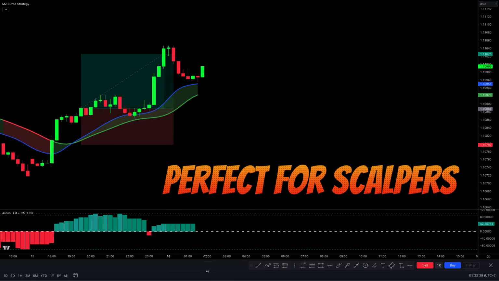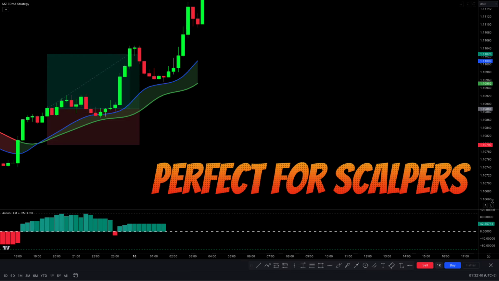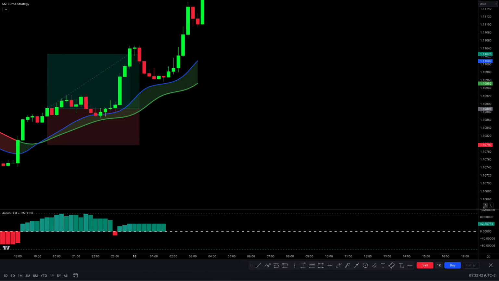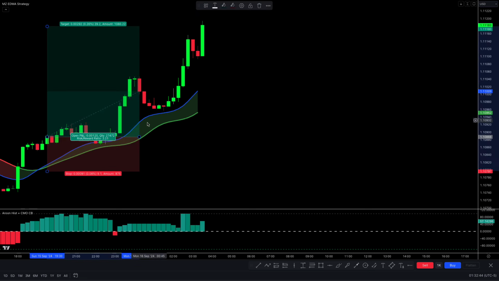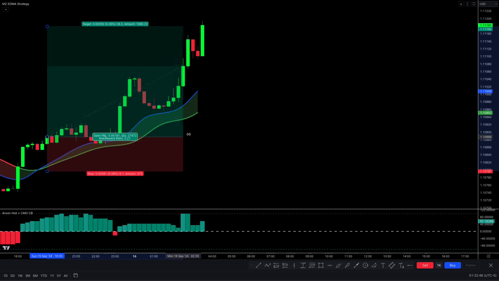This strategy is perfect for scalpers who want to capitalize on short-term price movements. Remember to manage your risk with stop-loss orders and always practice with a demo account before trading live.